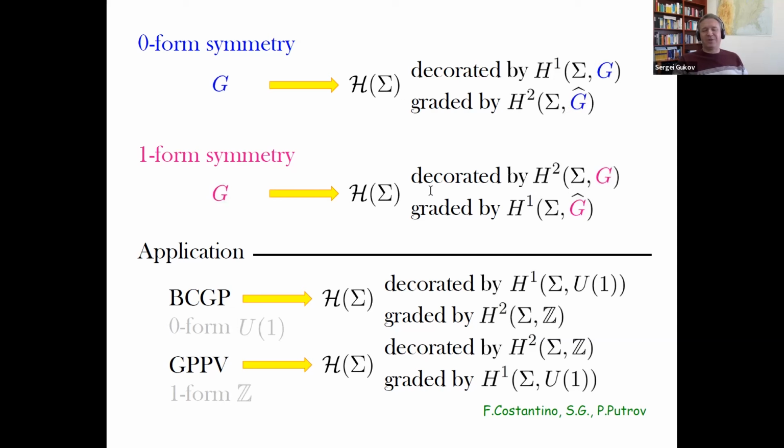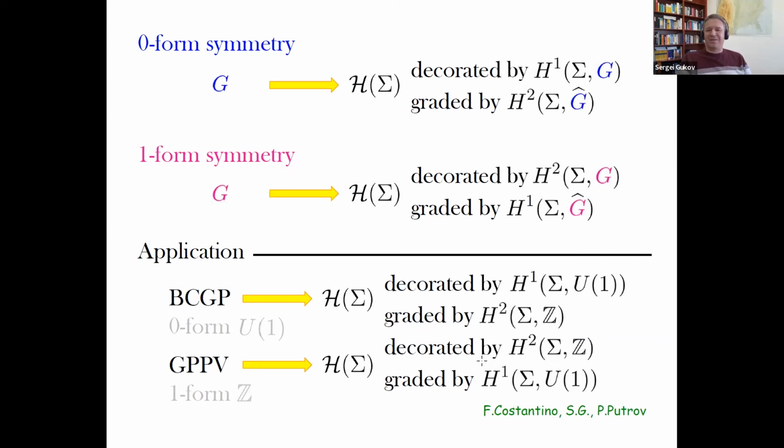What's interesting is that these two cases I discussed are precisely the ones which are relevant to BCGP invariants and Z-hat invariants, where in one case the symmetry is U1, and in the other case the symmetry is in a different degree and is actually Z. So as you can see, in such situations, following the rules that we just walked through, you see that decorations and gradings are exactly the same if you swap them. So here you have H upper 1 with U1 coefficients, H upper 2 with Z coefficients, and here you also have H upper 2 with Z coefficients and H upper 1 with U1 coefficients, but the roles are completely swapped.